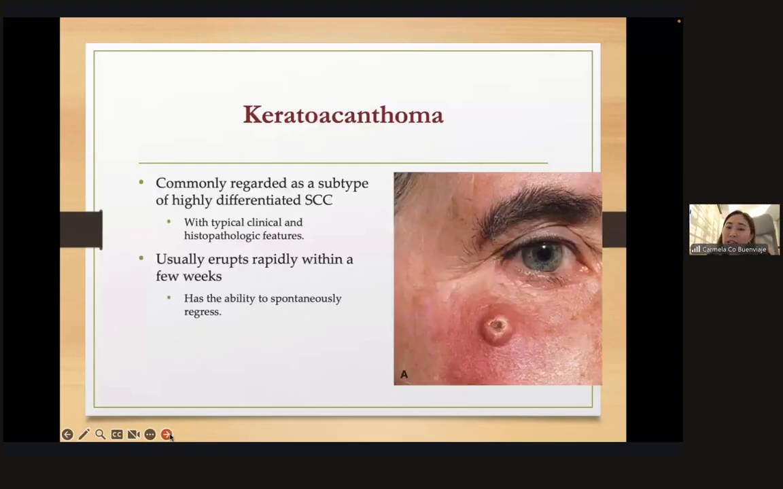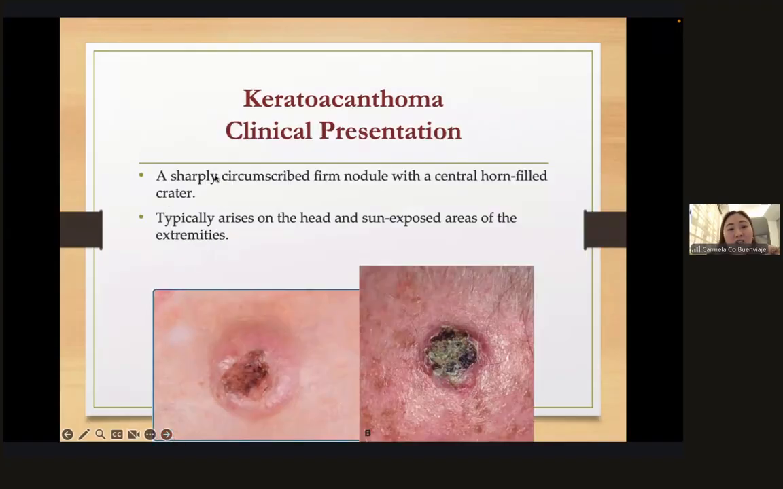Okay, so keratoacanthoma is commonly regarded now as a subtype of highly differentiated squamous cell carcinoma with atypical clinical and histopathologic features. This usually erupts rapidly within a few weeks, so that's a clue to keratoacanthoma. It rapidly erupts within a few weeks and it actually has the ability to spontaneously regress. It presents as a sharply circumscribed, firm nodule with a central horn-filled crater. It typically arises on the head and sun-exposed areas of the extremities. Again, sun exposure is a risk factor.